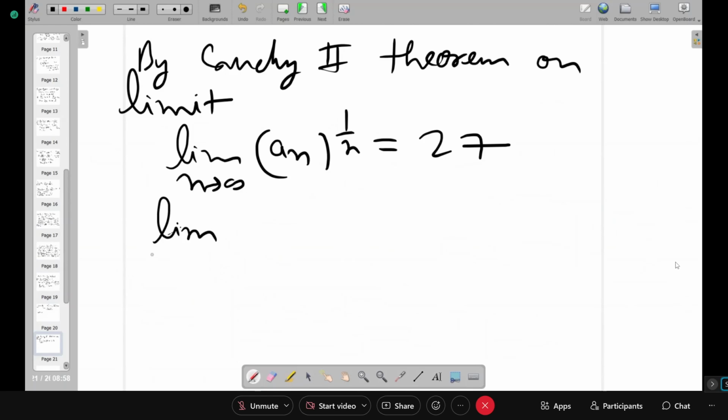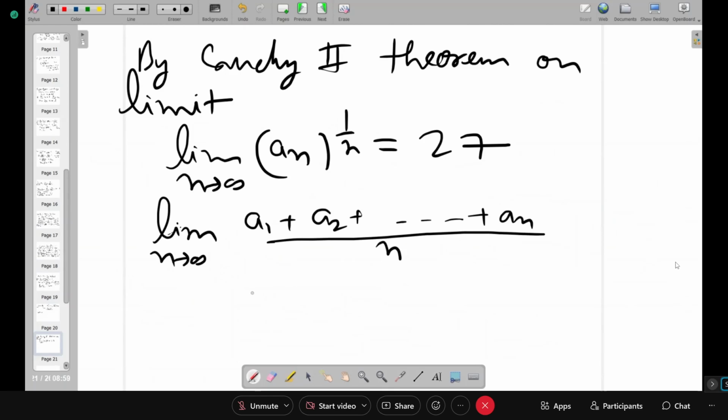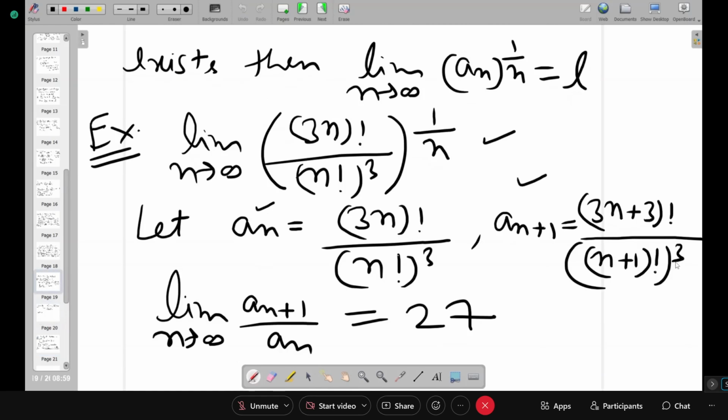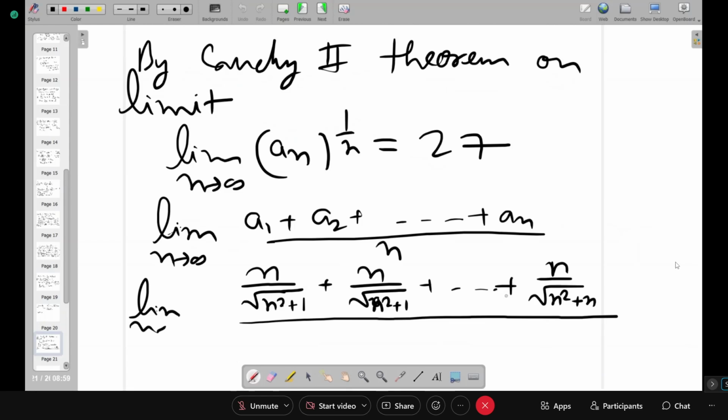Here, limit n tending to infinity of a1 plus a2 plus up to an upon n. Okay, we are putting the value of a1, a2, an. So a1 is this, and a2 is this. Sir, but in the question it was 1 upon under root n square plus 1, no? So what I'm saying is that the original question should be put: 1 upon under root n square plus 1, 1 upon under root n square plus 2, upon n, not the n in the numerator.